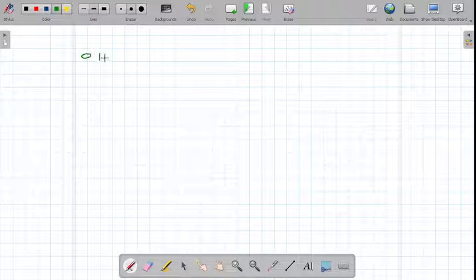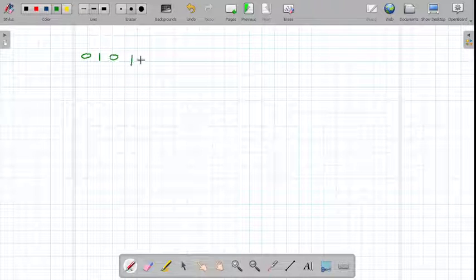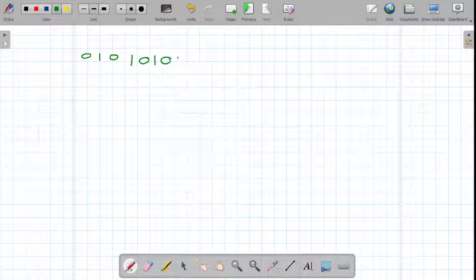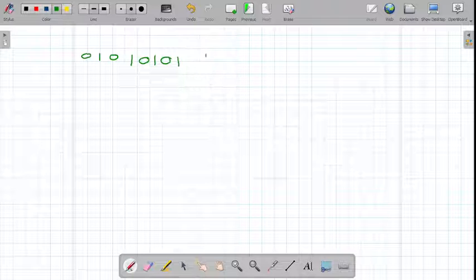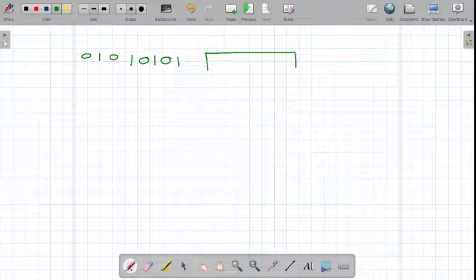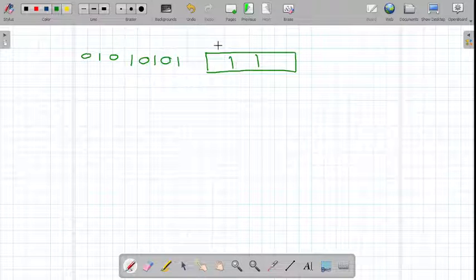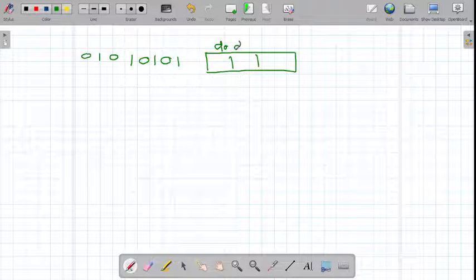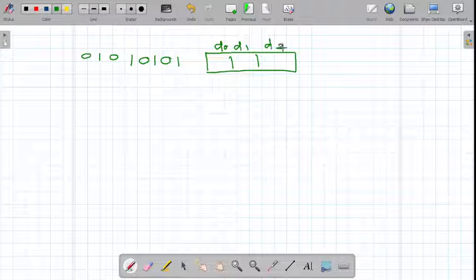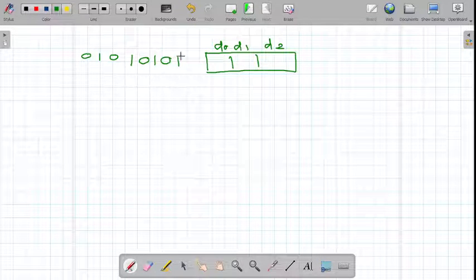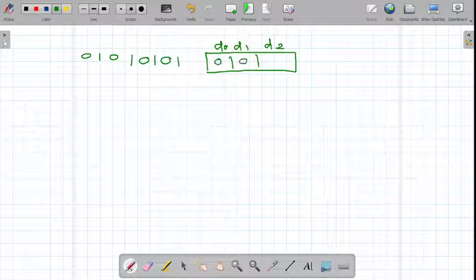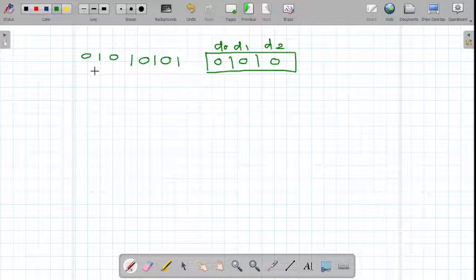What is the bit sequence? 0, 1, 0, 1, 0, 1, 0, 1. And here is the shift register D0, D1 and D2. Initially all the bits are 0.